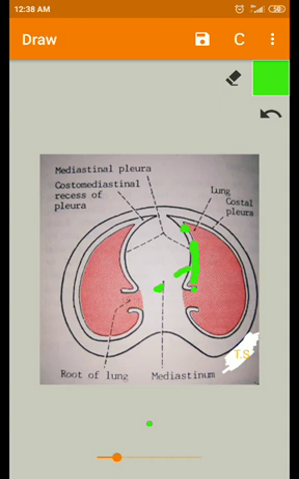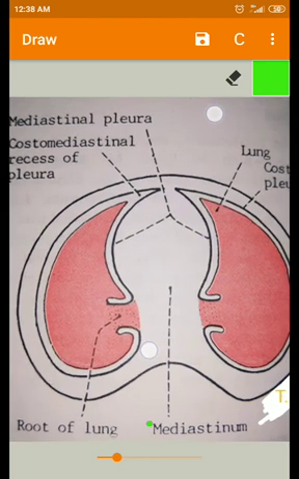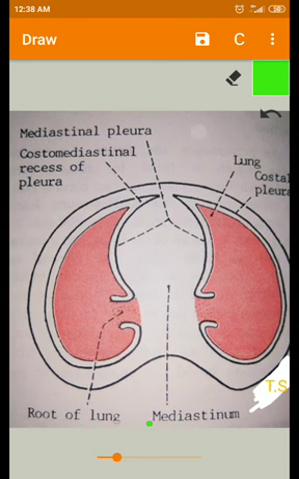This layer is insensitive to pain, but the parietal layer is very sensitive to pain. Because those are innervated by different nerves, that layer is pain sensitive.